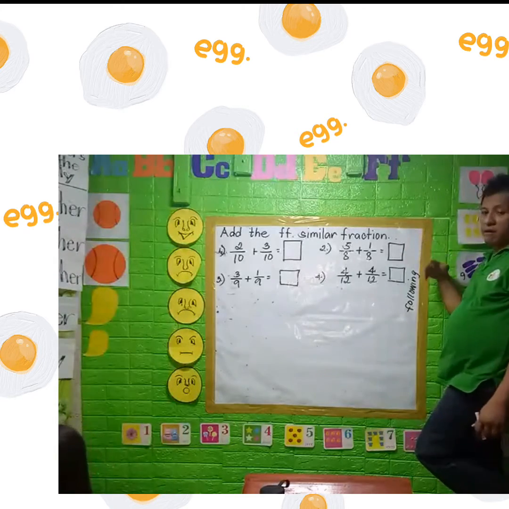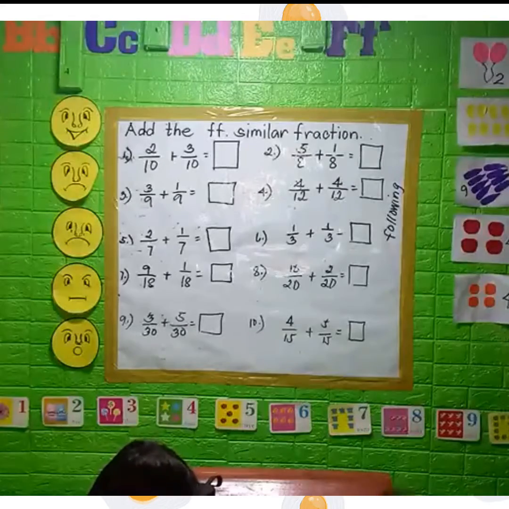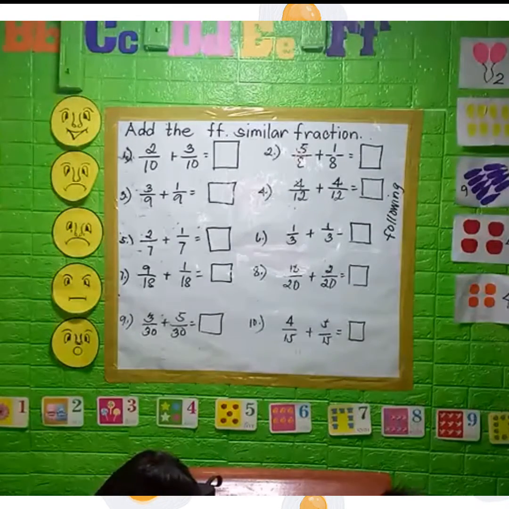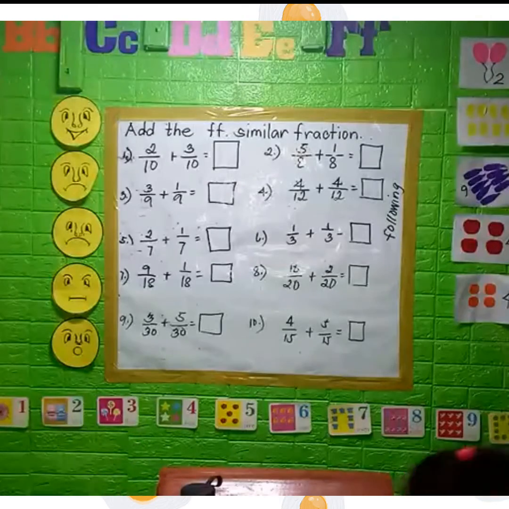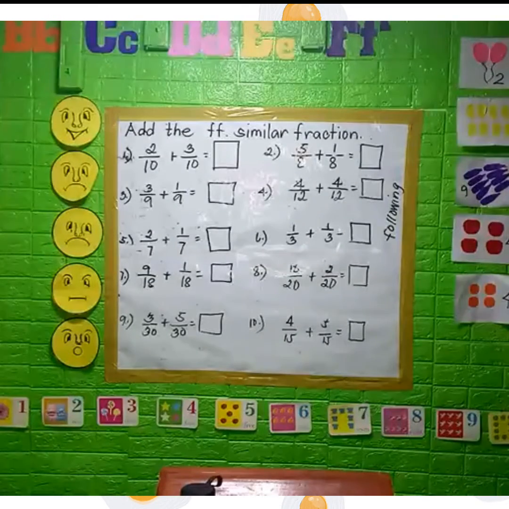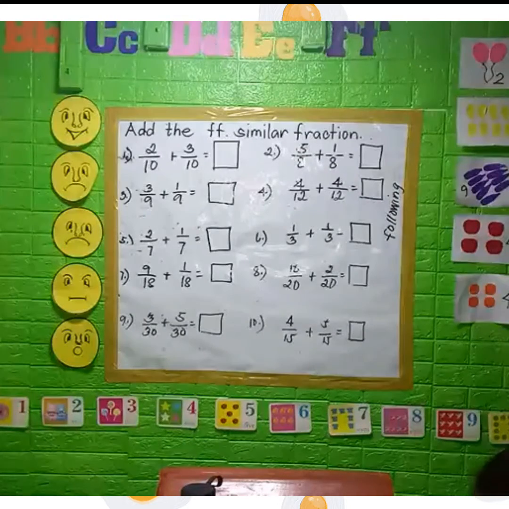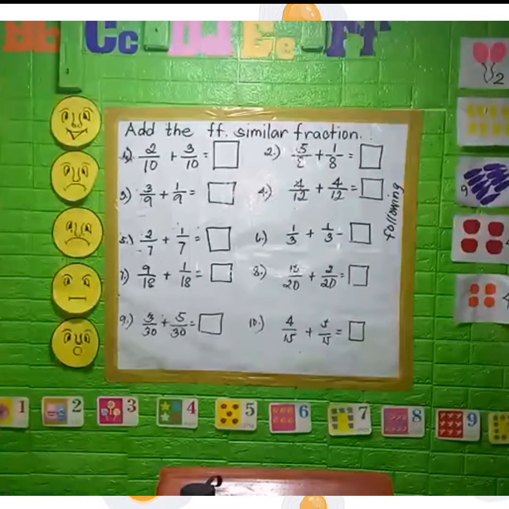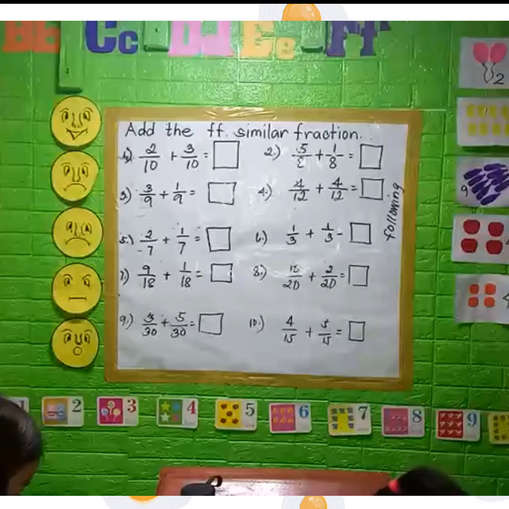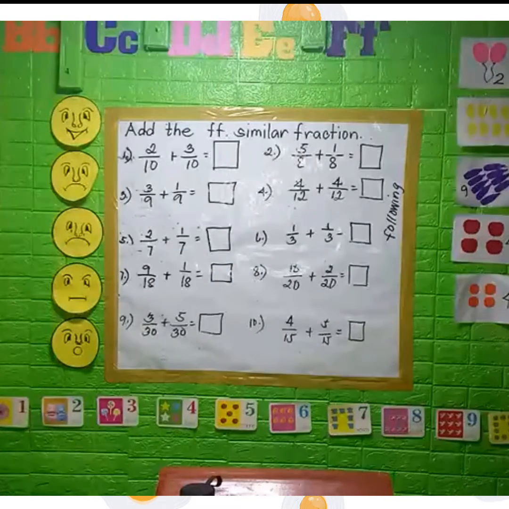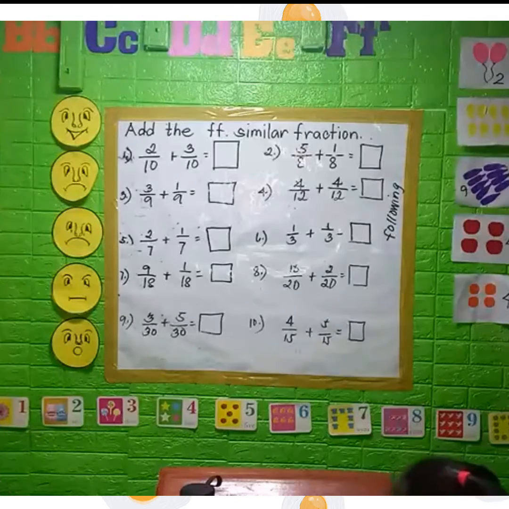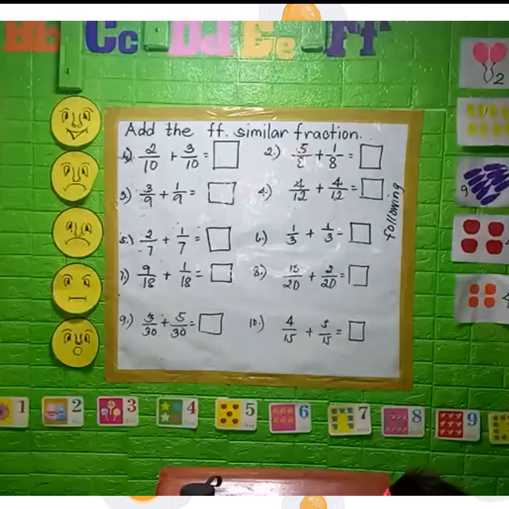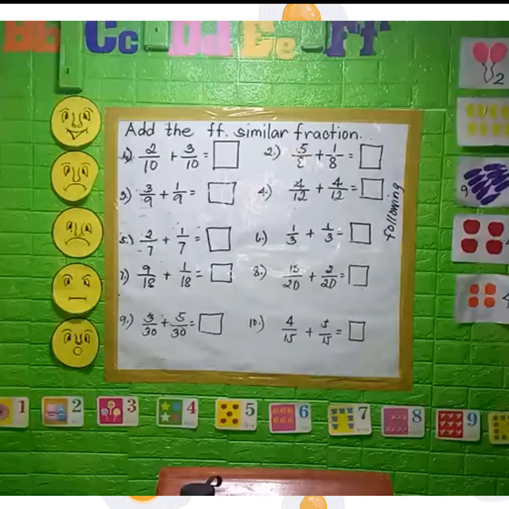Add the following similar fractions. Okay, number 1. I just have to make it clear to everybody. Our evaluation says add the following similar fractions. As I have told you, in adding similar fractions, all you have to do is add the numerators and copy the denominator. So we have number 1, 2/10 plus 3/10. What is the answer? Number 2, we have 5/8 plus 1/8.